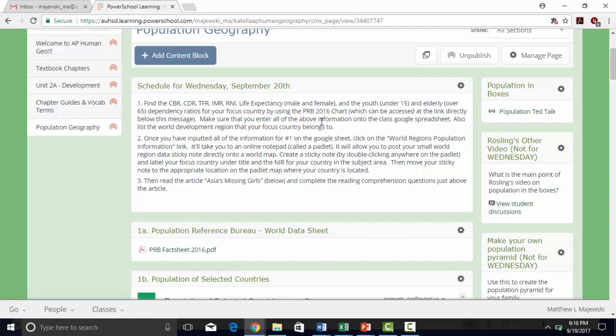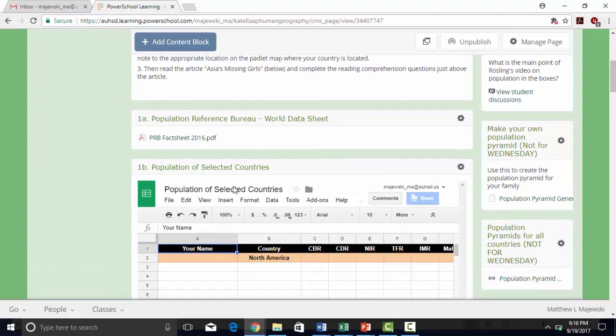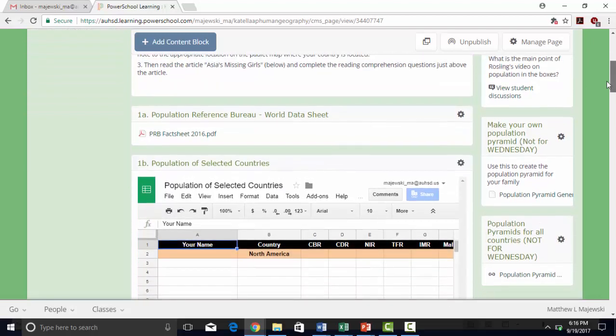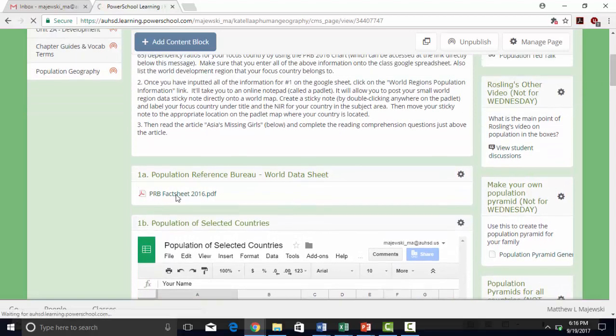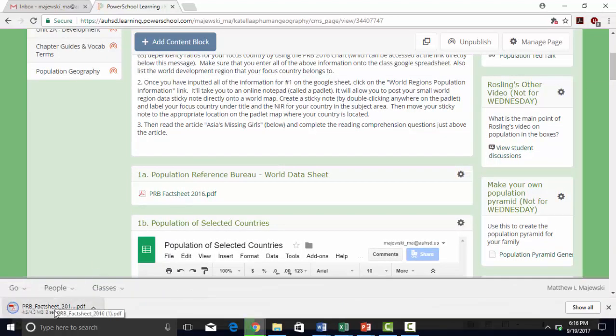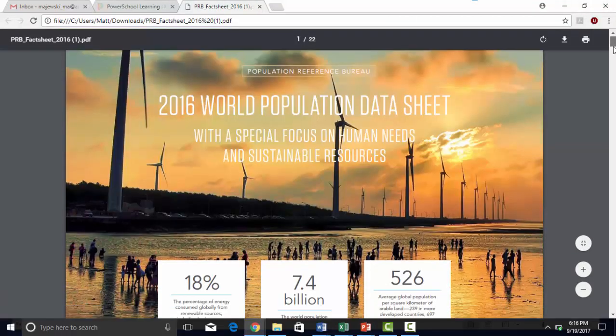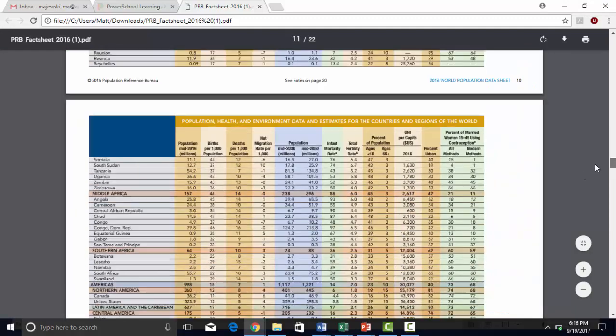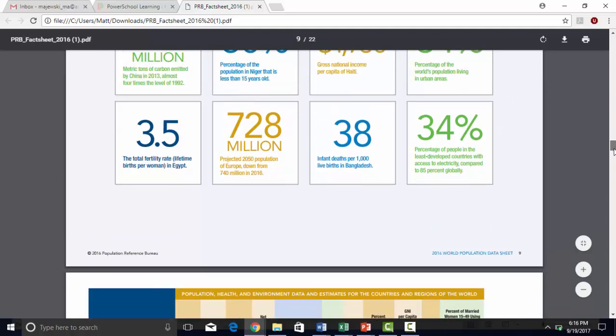Once we have that information, we're going to plug it onto our Google spreadsheet, which is listed right here. All of this goes in the order in which you will complete it. For instance, you're also going to want to list the world development region that your country belongs to, which you should already know. So again, I would click on the fact sheet here. It's going to take me a moment to download. I'm going to open that up and scroll all the way towards the bottom of the fact sheet, and I'm going to find my country.